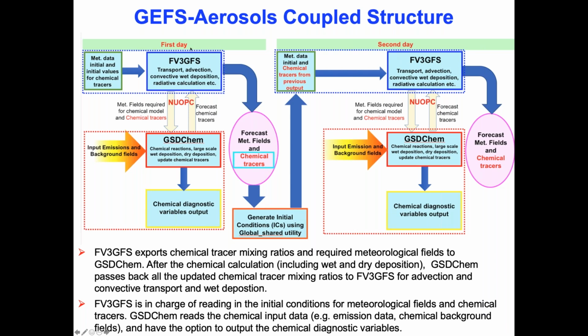And at the same time, FV3 is also in charge of reading initial conditions and outputting both the meteorological fields and the chemical tracers for forecasting. This output, especially the chemical part, will also be used as the initial condition for the next day's forecast, since currently we don't have an aerosol data assimilation system.